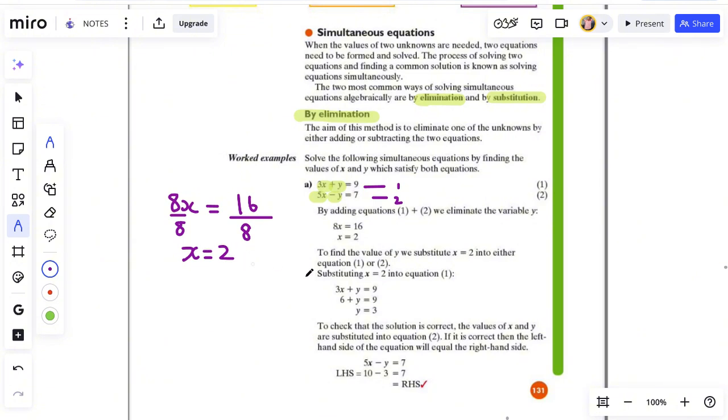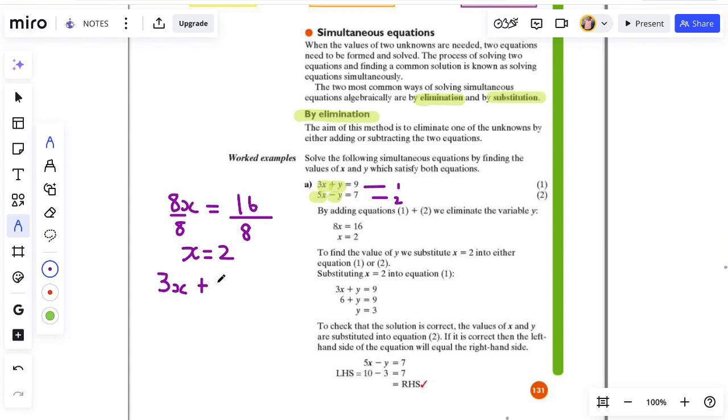You found x equal to 2. So you must substitute into equation 1 in order to get the value of y. If I remember, equation 1 is what? 3x plus y, right? 3x plus y equals 9.